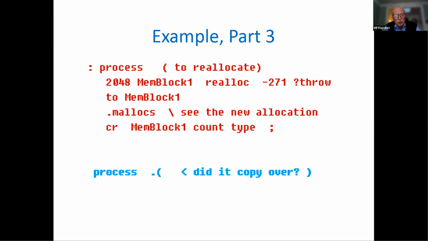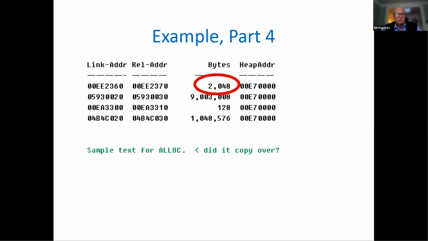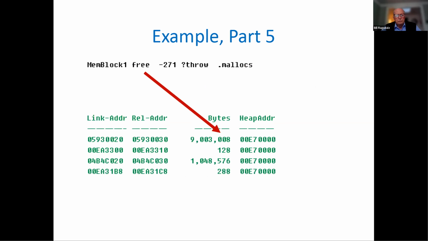And again, we do mallocs to see the allocation. On the next screen, we'll see the report. And then finally, the little report to say, did this transfer? Sure enough, here's our result. The allocation now is 2048 bytes. And in green below, we see the success message that says "sample text for alloc," and it did copy over. So that shows success.